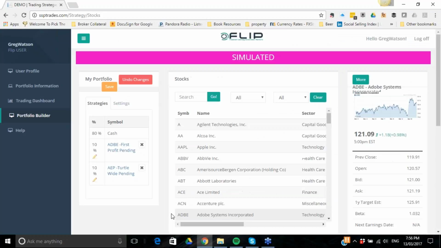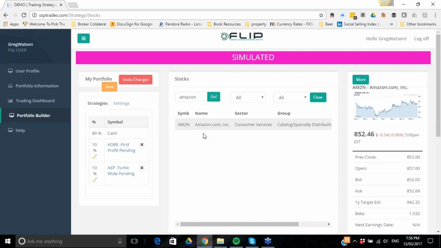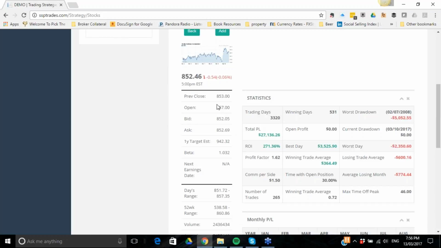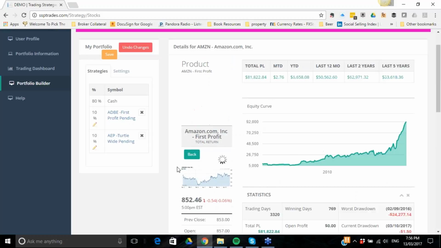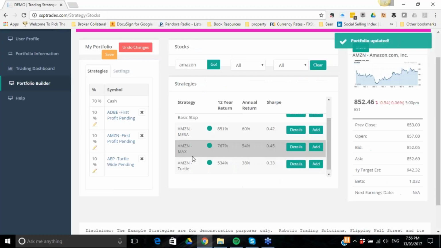We're going to back up again. We're going to go to Amazon. Amazon's a great success story, isn't it? So we're going to go to Amazon just because it's there and it's still A. Amazon, again, has a number of different strategies. We're going to pick the First Profit one again. Details, add that strategy as well. Then we're going to go back.